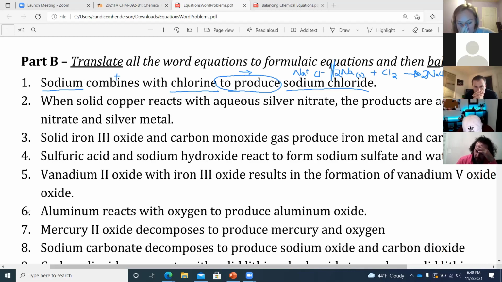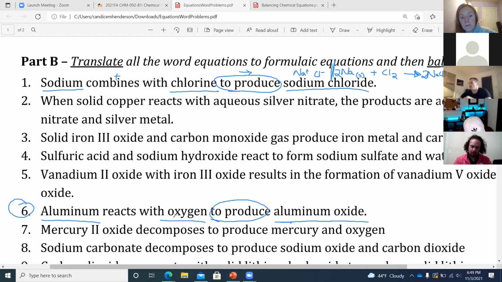Let's look at number 6. Aluminum reacts with oxygen to produce aluminum oxide. The first thing I want you to do, I want you to take a minute and just write each of these things out in a skeletal formula. Then we'll balance afterwards. I'll give you just a minute to write out the correct things.